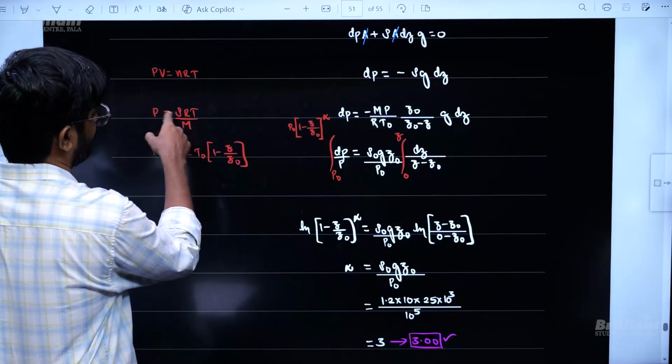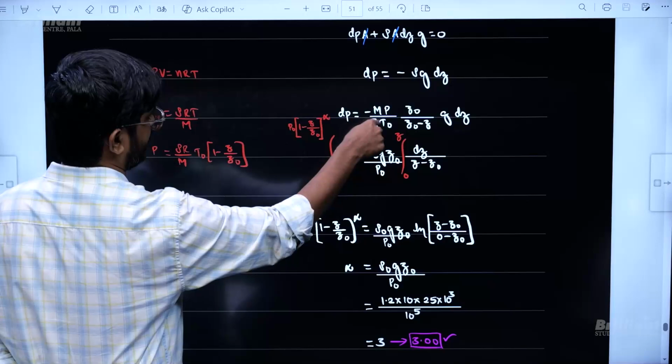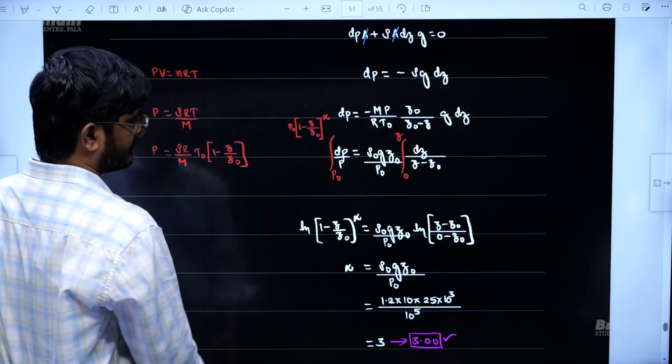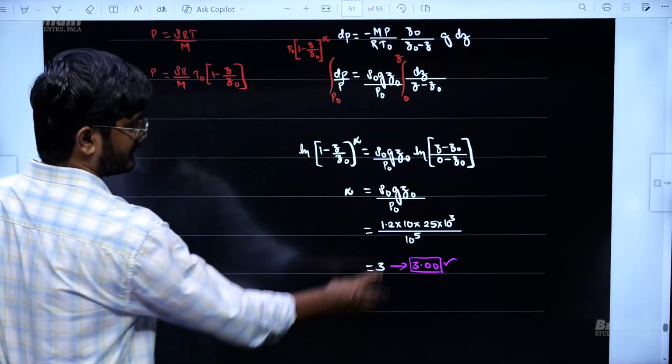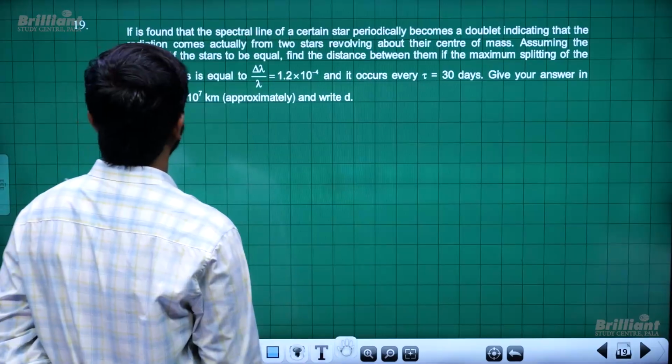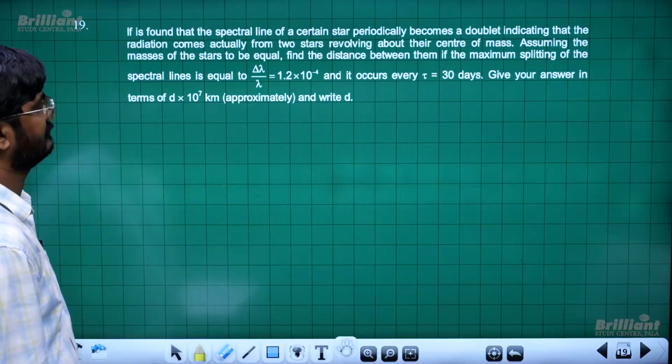M by RT naught is rho naught by P naught. Then you have to integrate and you have to substitute the limits. Then it's a straightforward substitution. Now the only thing with the previous question is draw the free body diagram.